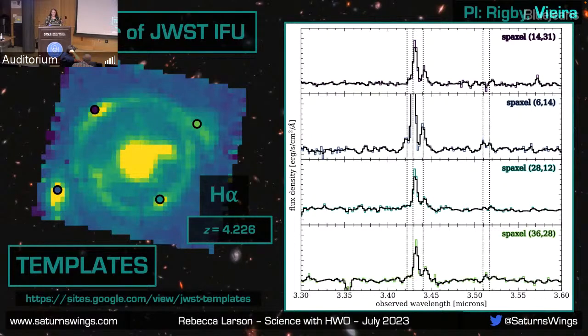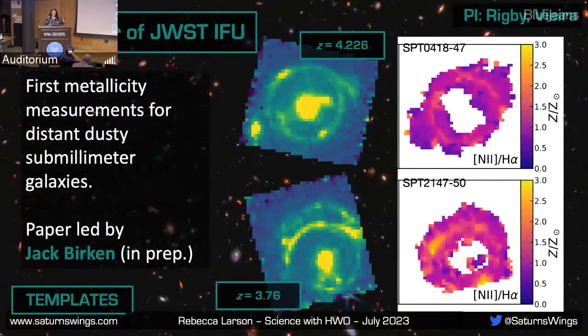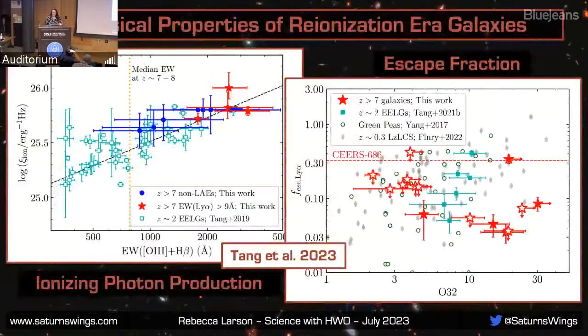This is from the templates team here. And we're actually being able to measure the metallicity in galaxies, the gradients, how the stars are forming in different parts of these galaxies in detail. These are instruments and technologies that we didn't have. And we're also able to understand the properties of these galaxies.